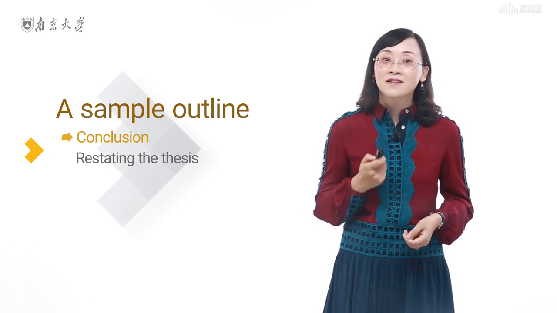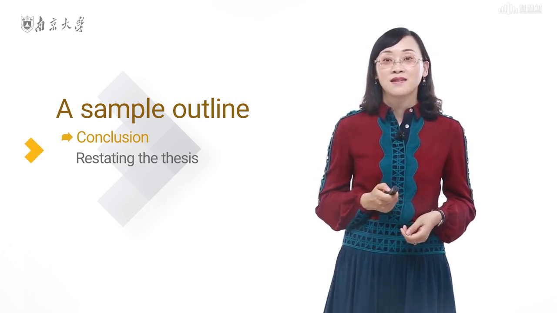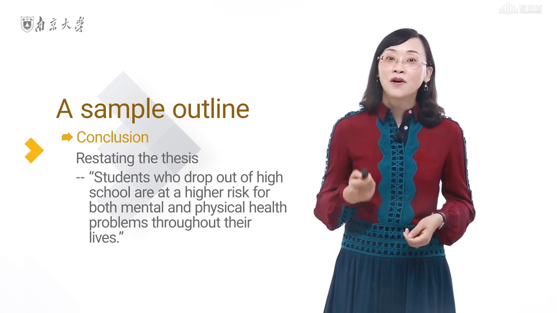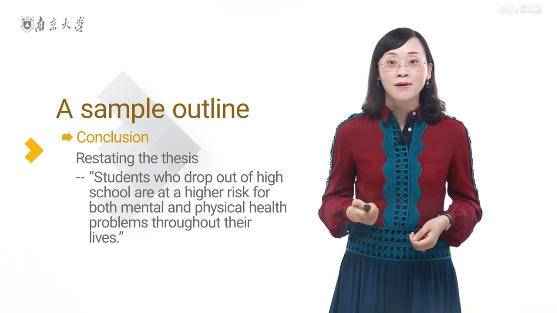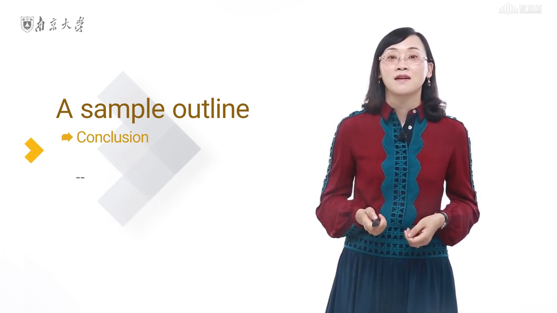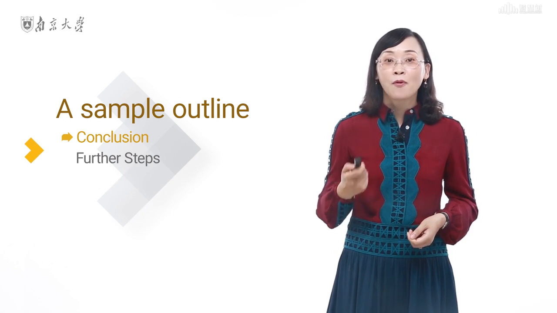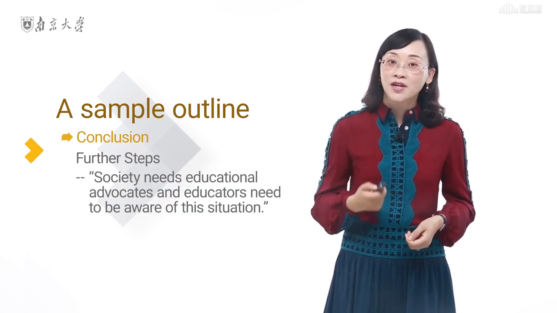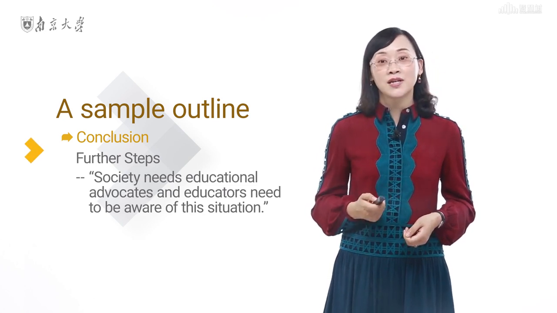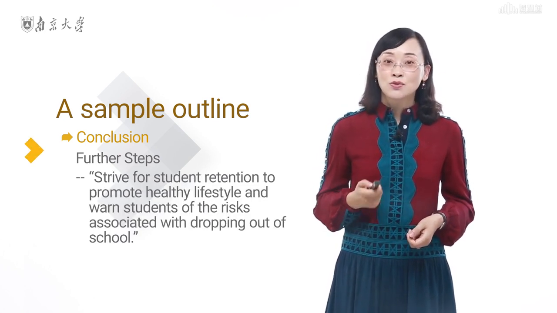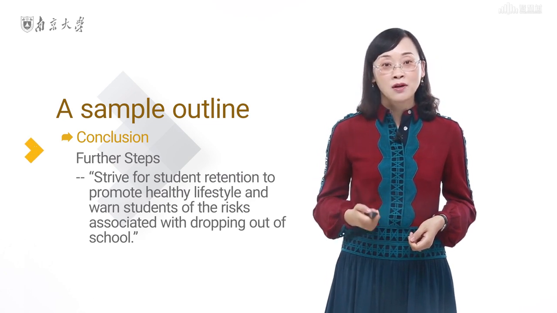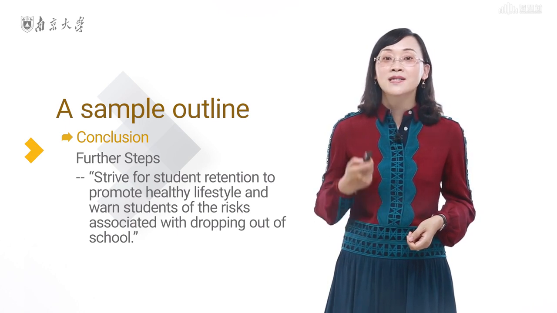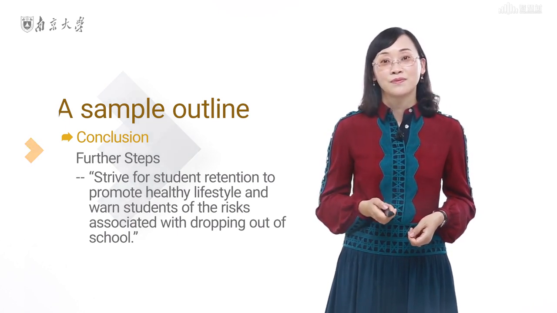You may restate the thesis by using different language: students who drop out of high school are at a higher risk for both mental and physical health problems throughout their lives. After that, you go further by pointing out that society needs educational advocates and educators need to be aware of the situation. In the end, you strive for student retention to promote healthy lifestyle and warn students of the risks associated with dropping out of school.